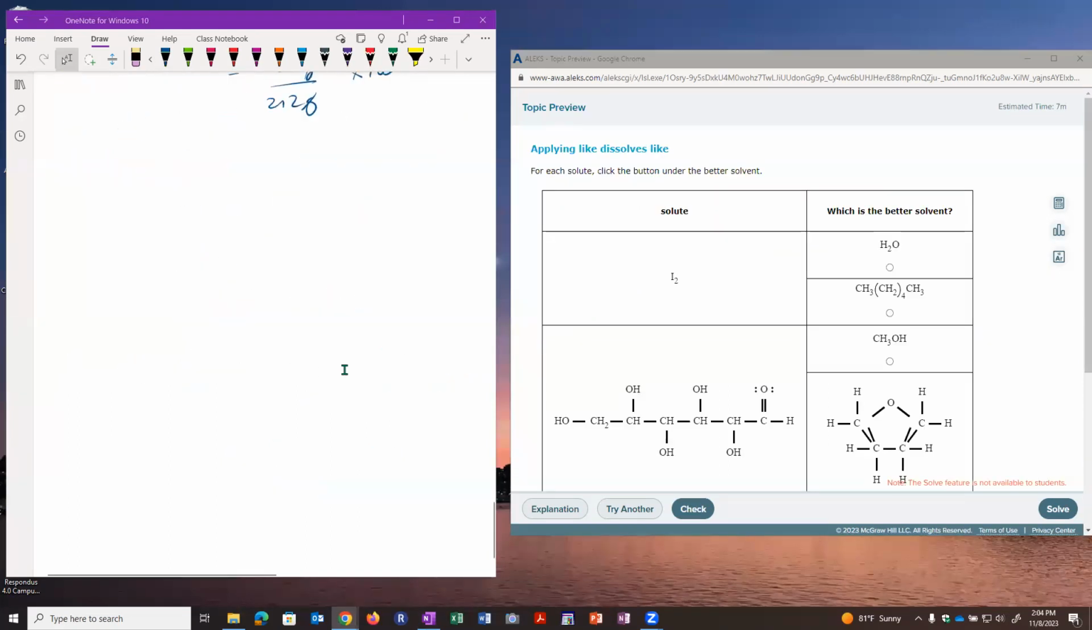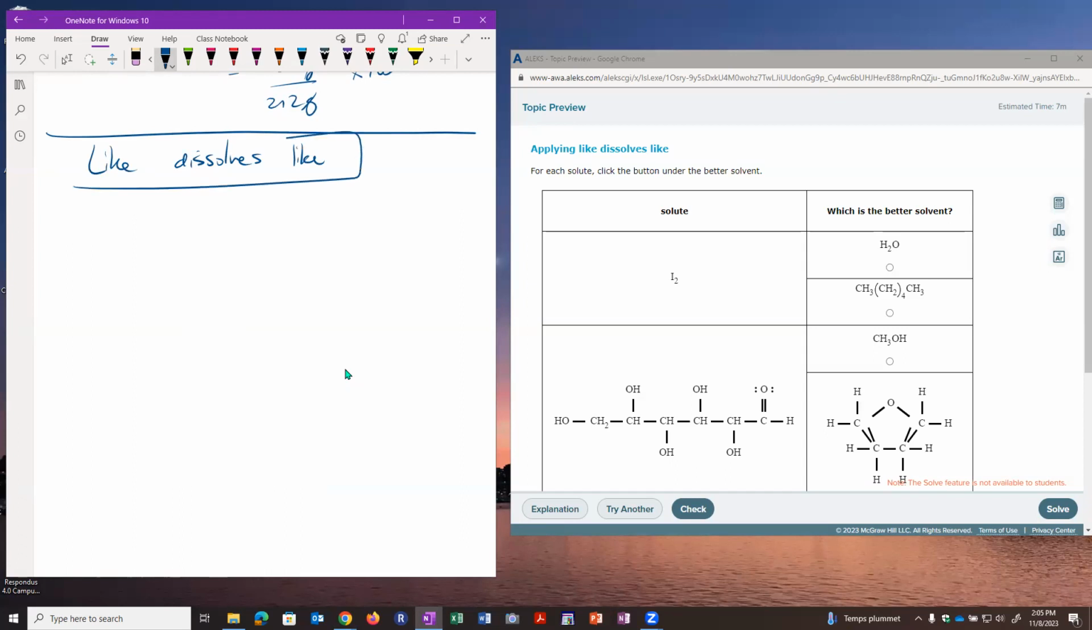All right, so then the last one here, we're looking at applying a very important rule when it comes to solutions. So the whole like dissolves like is a very simple rule, but it's a rule that we can apply to lots of situations, not just chemistry, but in biology as well. So essentially what this rule says is that in order for a solute and a solvent to mix well with each other, they have to have similar polarities.